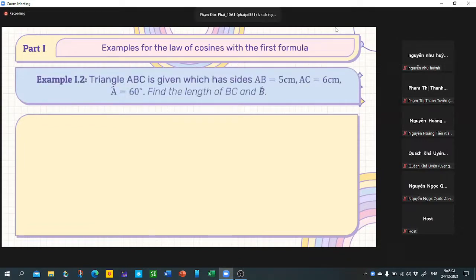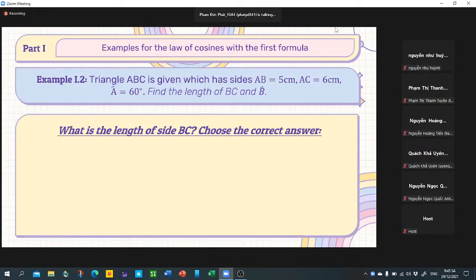So let us move on to example 2. Triangle ABC is given, which has sides AB equals 5 centimeters and AC equals 6 centimeters, and angle A equals 60 degrees. Find the length of BC and angle B. With this problem, we have a small question for you guys. What is the length of side BC? Choose the correct answer. So please raise your hands.